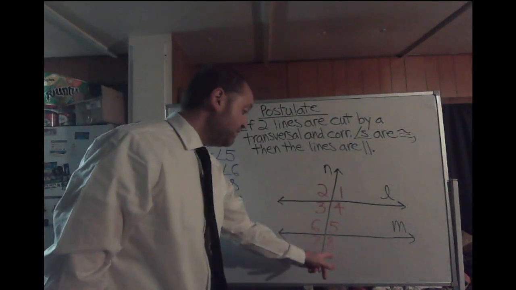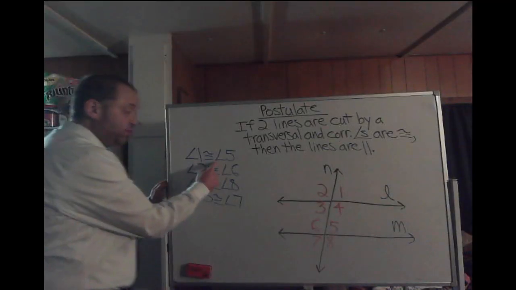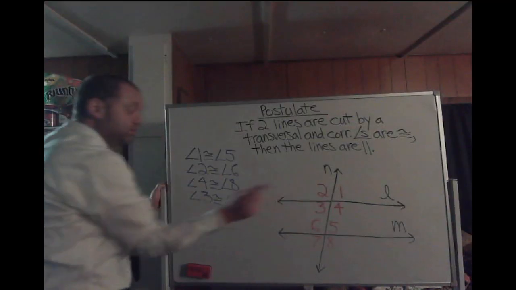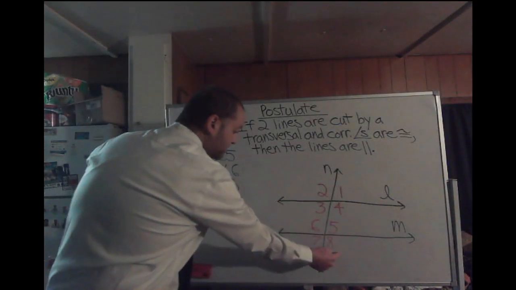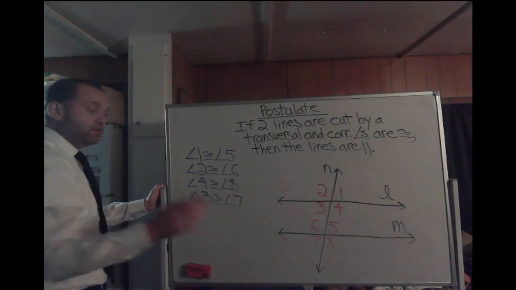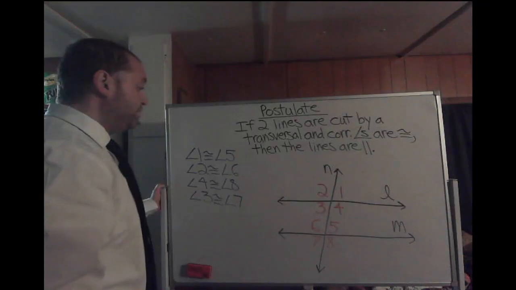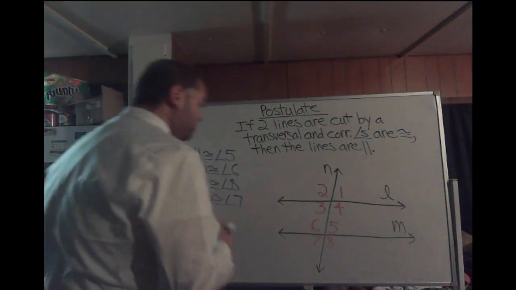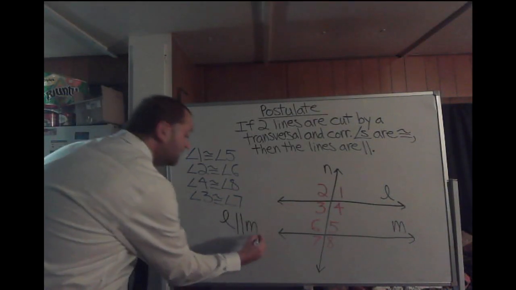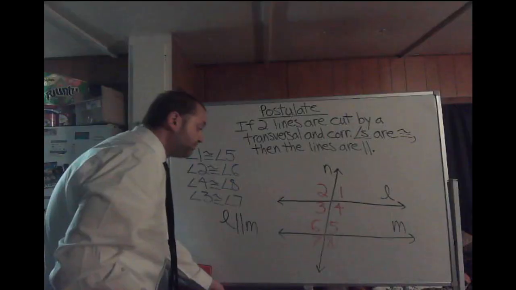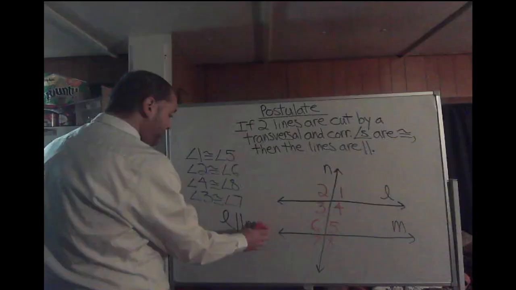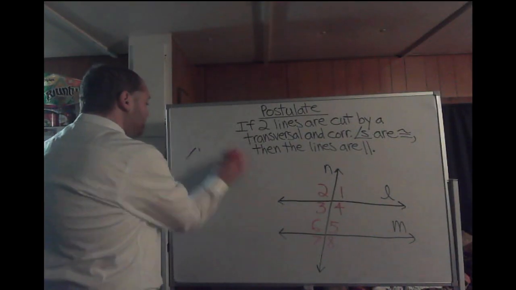So here you have lines L and M. They're both cut by transversal line N. And they give us that angle 1 is congruent to angle 5, which are corresponding angles. Angle 2 is congruent to angle 6. Those are corresponding angles. Angle 4 is congruent to angle 8. Those are corresponding angles. And then angle 3 is congruent to angle 7. Those are corresponding angles. So by this theorem, since the corresponding angles are congruent, we can go ahead and state that line L is parallel to line M. So pretty simple. It's just the converse of the original postulate.